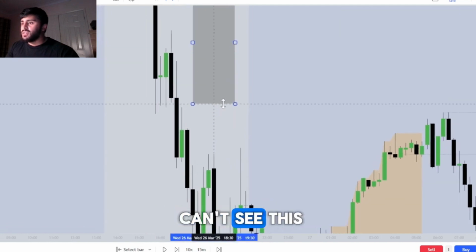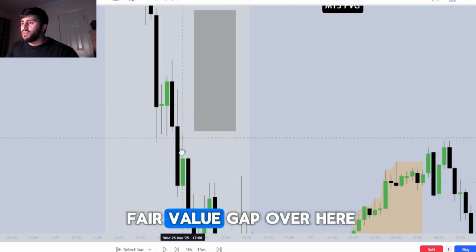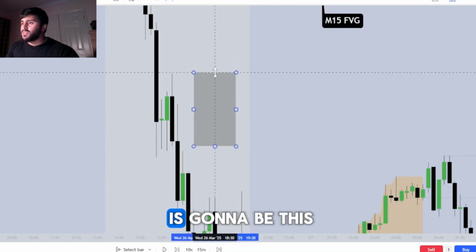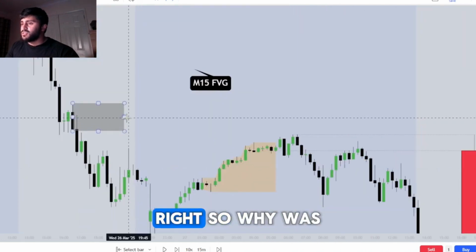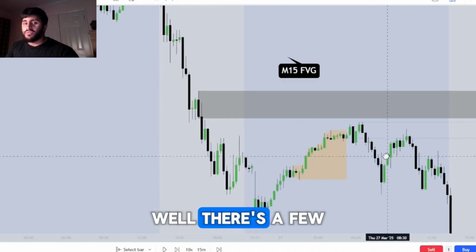For those who can't see this, we have a small fair value gap over here, and our supply zone is going to be this buy to sell area just over here. This is what's important to understand, right? So why was this a high probability zone? Well, there's a few reasons for that.